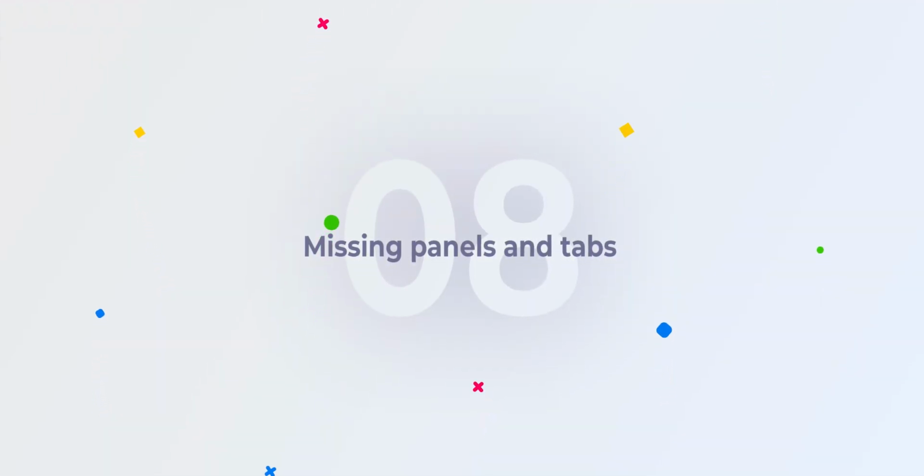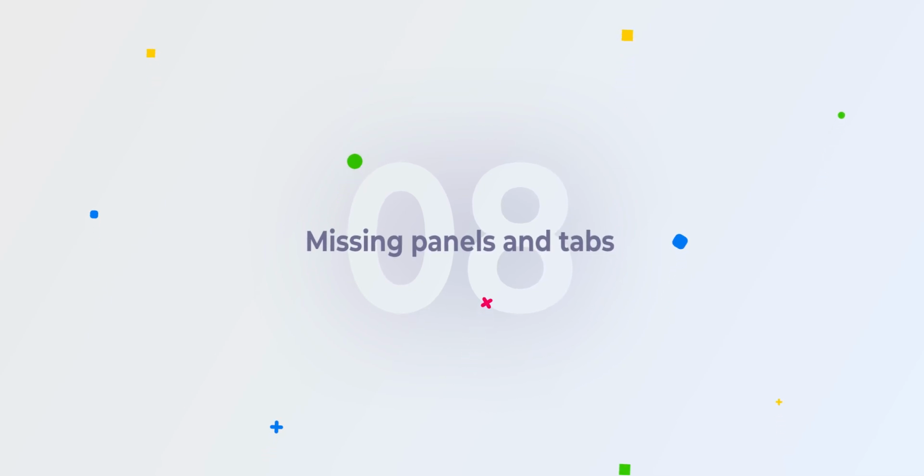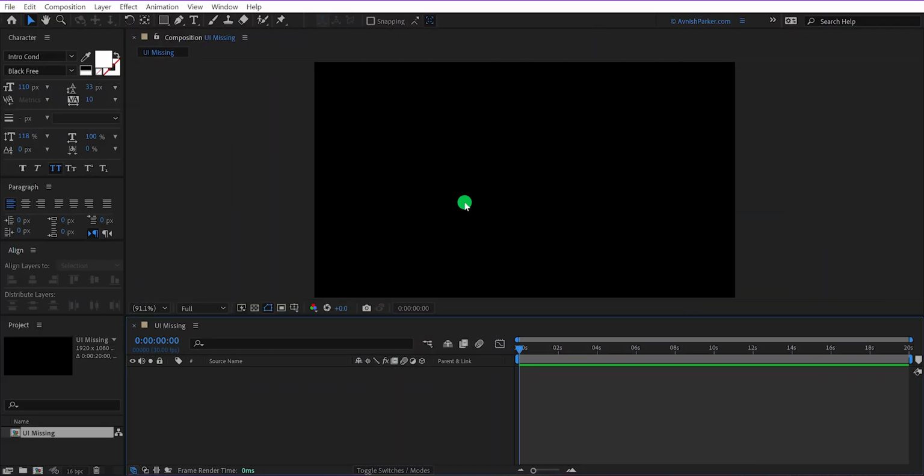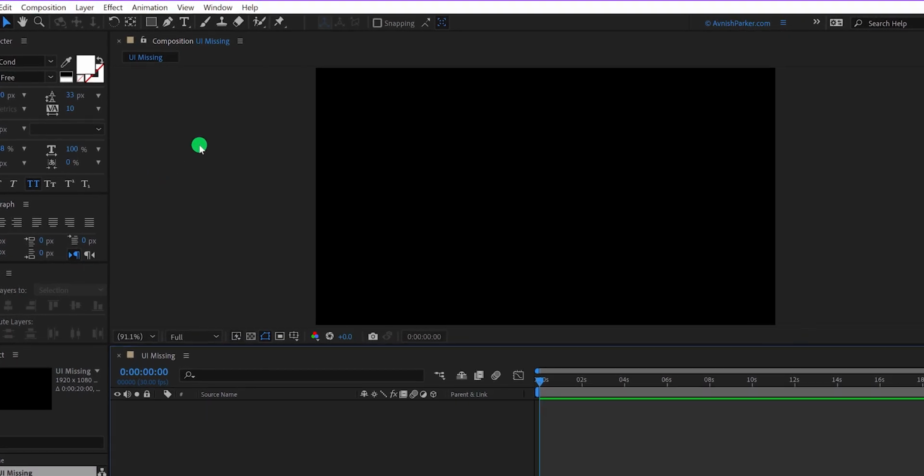The next one is missing panels and tabs. In this After Effects project, some of my panels are missing, such as the preset panel, as well as the effect controls. It can happen by accident, or by switching to a different workspace.